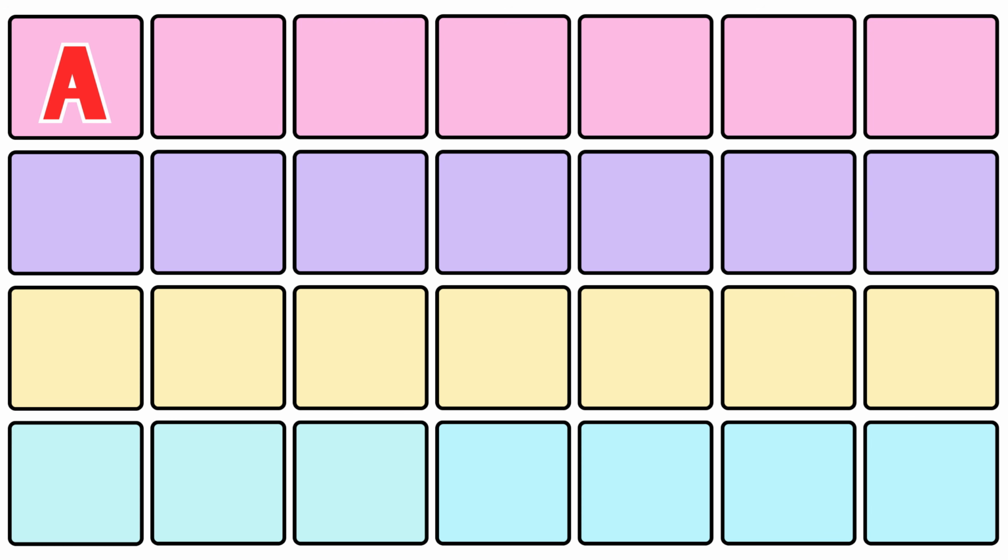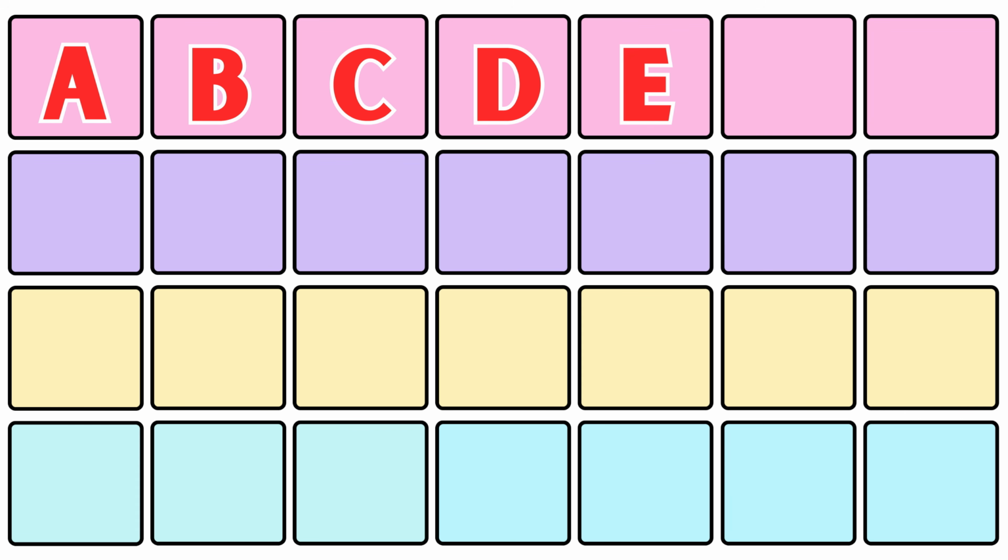A. A is for apple. B. B is for ball. C. C is for cat. D. D is for dog. E. E is for elephant.